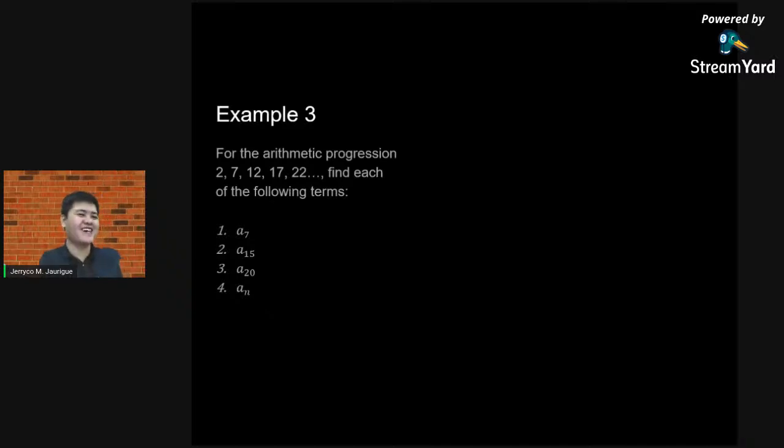So we'll have 2, 7, 12, 17, 22. The common difference is, kanina na-solve na natin, no? It's plus 5. So go to the next term, you add 5, you add 5, you add 5, you add 5. So the common difference is 5. And this is your A sub 1, A sub 2, A sub 3, A sub 4. Okay.